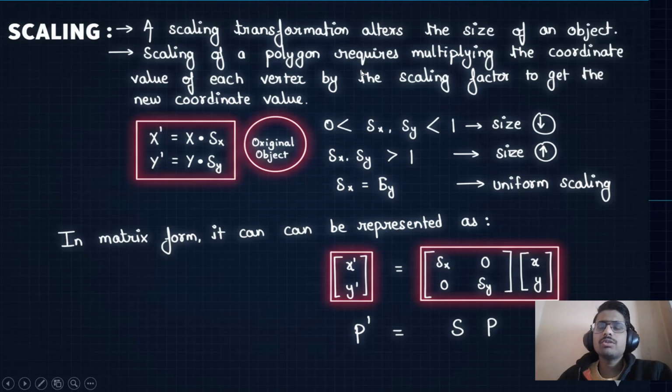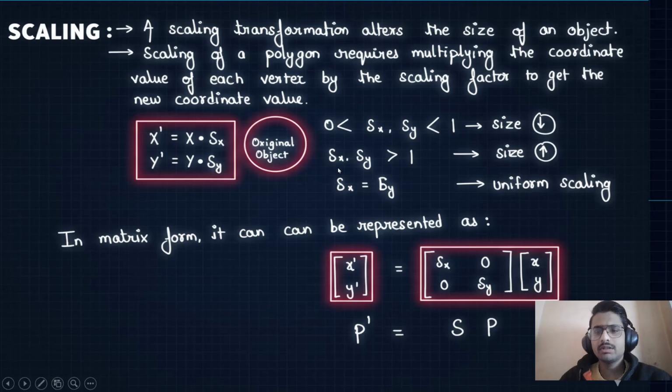When we perform scaling on a polygon, to obtain the new coordinate, we simply multiply the old coordinate with the scaling factors in x direction or y direction. So here is the formula: x dash is equal to x dot scaling factor in x direction, y dash is equal to y dot scaling factor in y direction. Dot means multiplication. If the scaling factors are greater than 0 and less than 1, then the size will decrease. And if the scaling factors are greater than 1, then the size will increase.